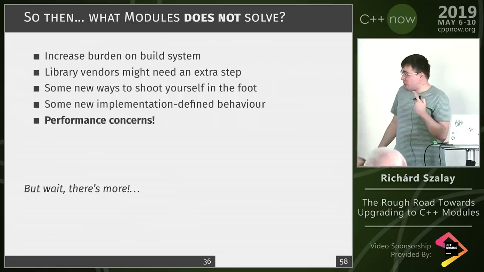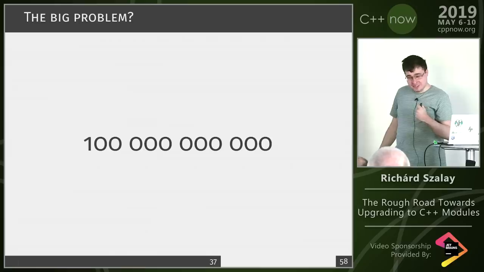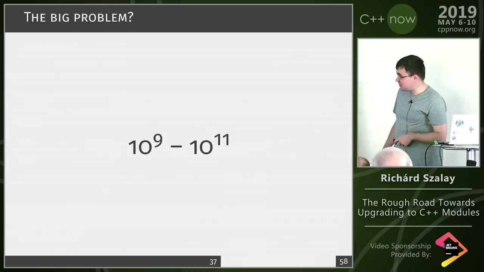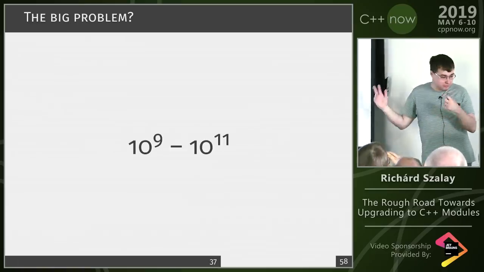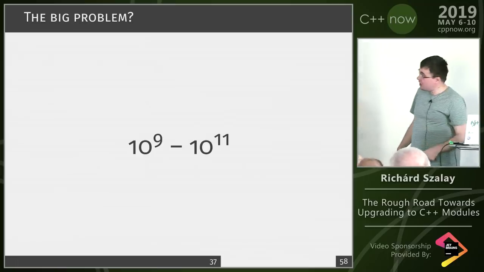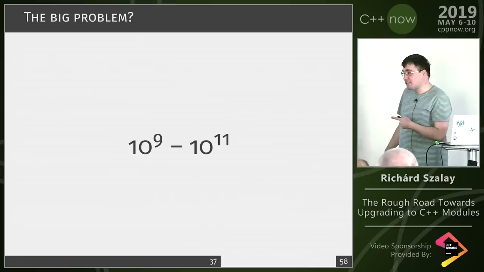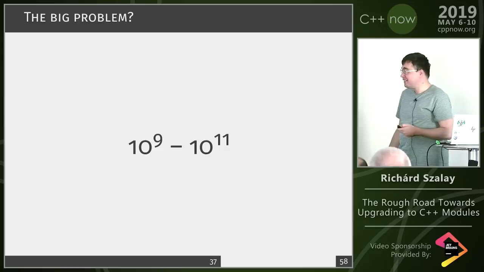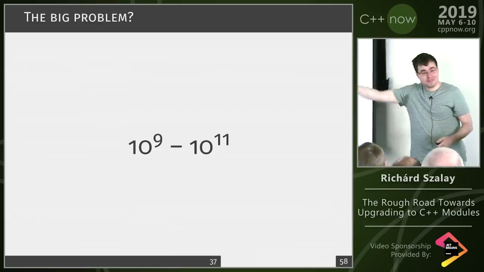But there's one very, very big problem, and it's this. A whole lot of zeros, so that millions in English and millions in other parts of Europe won't mess up. So what's this? Anyone has an idea? Sorry? It's a big number, yes, but what's the measure?